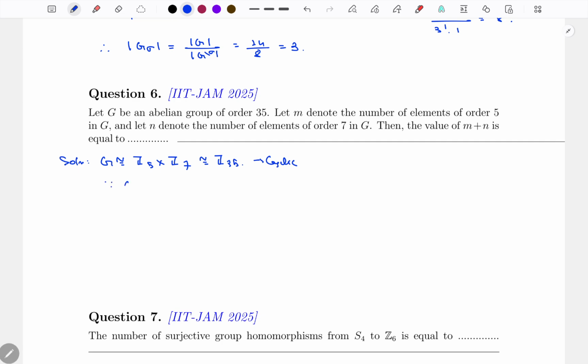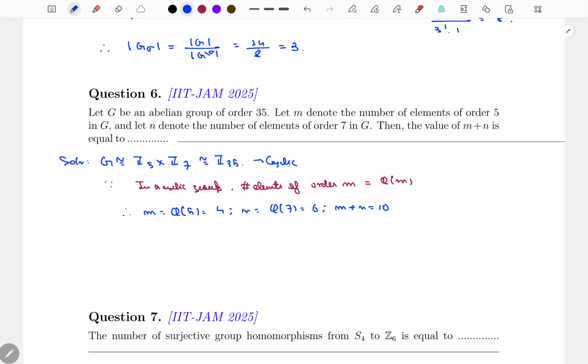Since it's cyclic, I'm just writing it down: in a cyclic group, the number of elements of order M is exactly equal to phi of M, and we're done, right? So M will come out to be phi of 5, which is 4. N will come out to be phi of 7, which is 6. So M plus N should be equal to 10, and you're done. That's your answer. See, so easy these problems typically are, right?